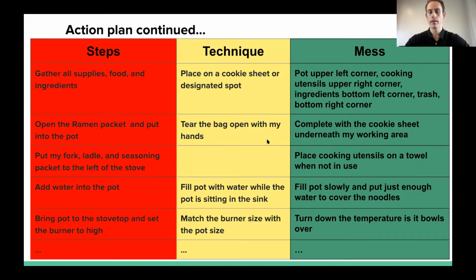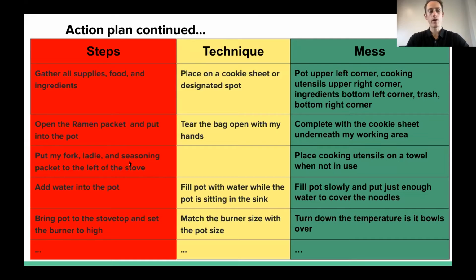So how I'm going to contain my mess with that is I'm going to fill the pot slowly and with just enough water to cover the noodles. Because if I fill that up too much, that pot might boil over and start to make a mess on the stove. So that's how I'm going to contain my mess a little bit with adding the water.